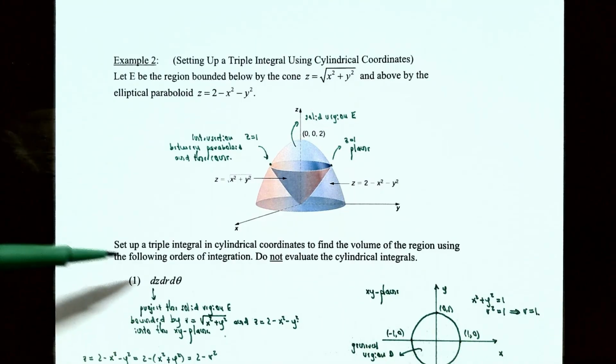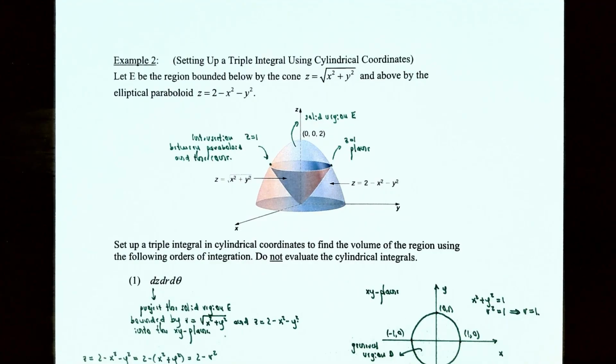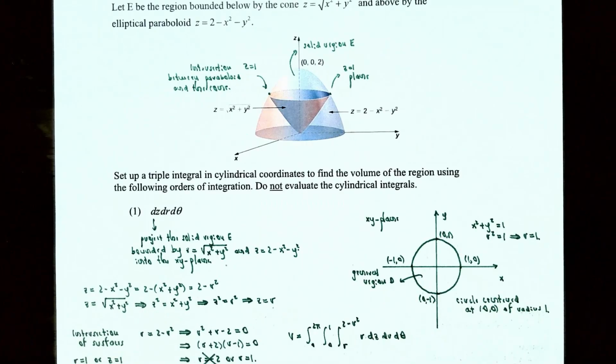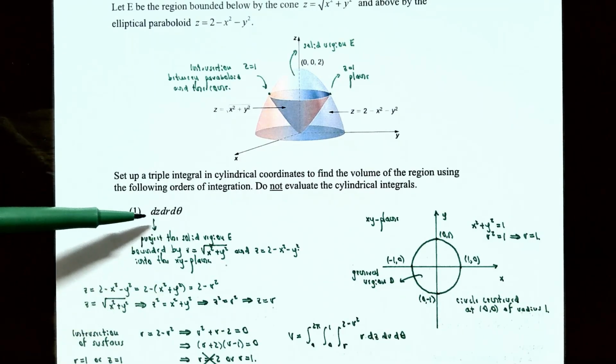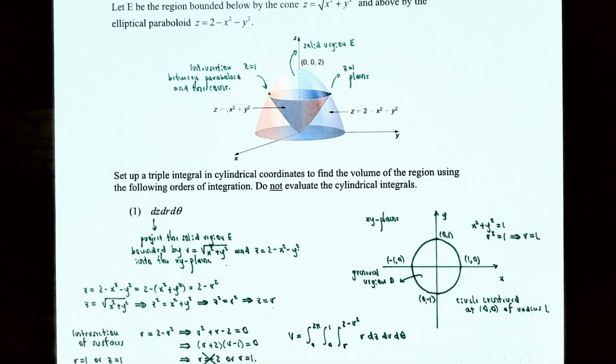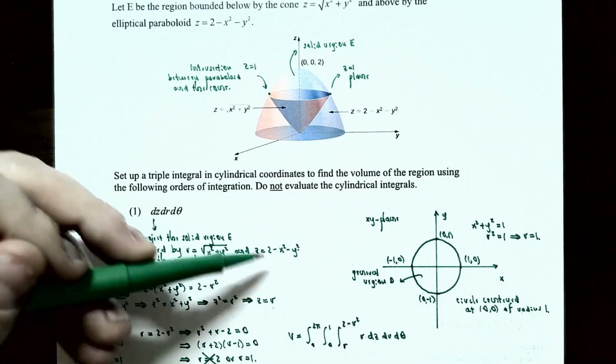We're going to set up a triple integral using cylindrical coordinates to find the volume of the region using the following two different orders of integration, but we're not going to evaluate the cylindrical integrals afterwards. So number one, the order of integration that we want is dz, dr, d theta. So we want to set up a triple integral involving cylindrical coordinates. We're going to project the solid E into the xy plane because we're integrating with respect to z first. Now we have to convert these two different surfaces in terms of cylindrical coordinates rather than rectangular coordinates.